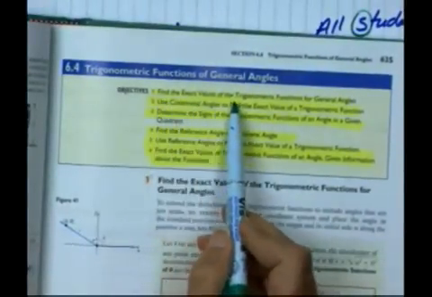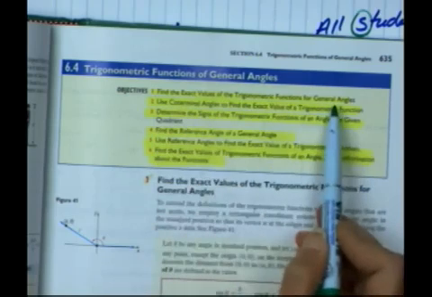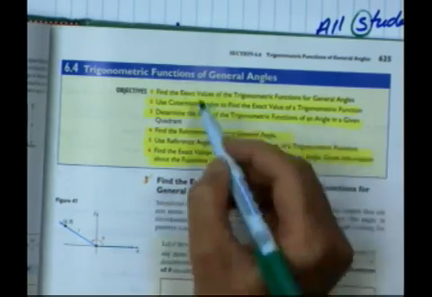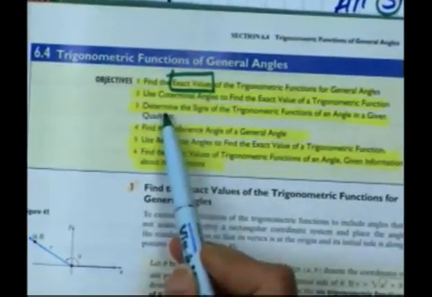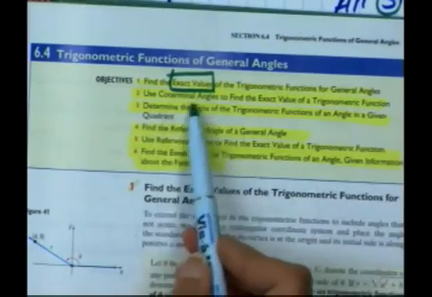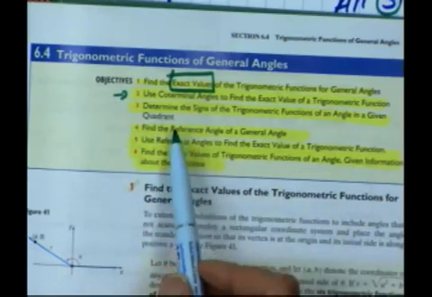Find the exact values of the trigonometric functions for general angles. That was what we were doing when we went with 120 degrees or 330 degrees. We were finding some exact values. Use coterminal angles to find the exact values of some trig functions. We haven't talked about what the word coterminal means yet. We'll get there in a second.